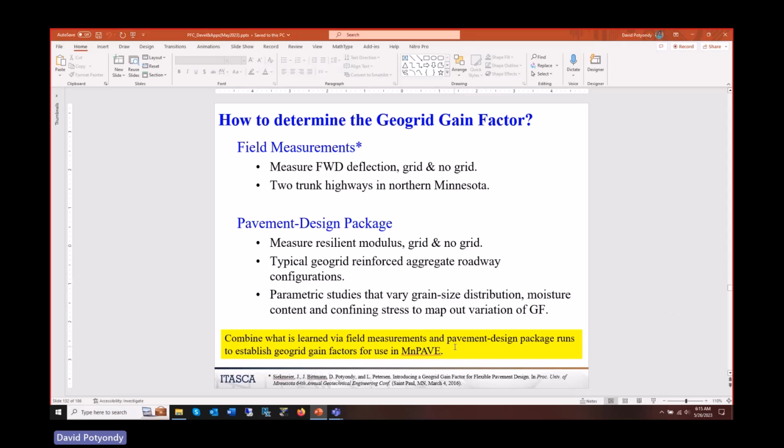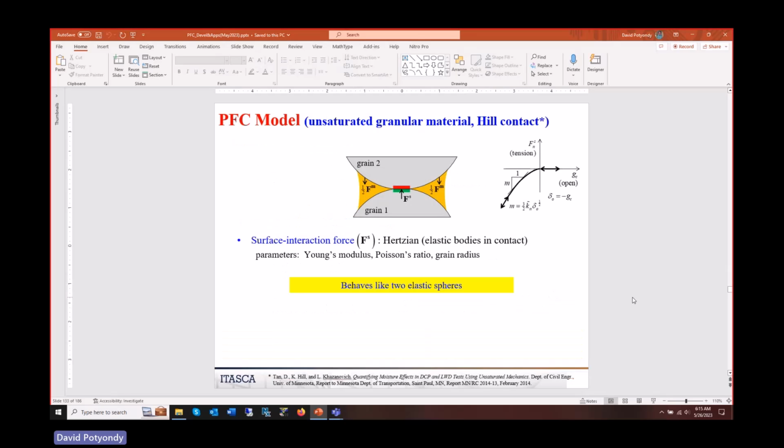And remember, MinPave is that model. That's the model that's embedded that we talked about with the layers. That's the model that's embedded in the design program that is used in Minnesota.